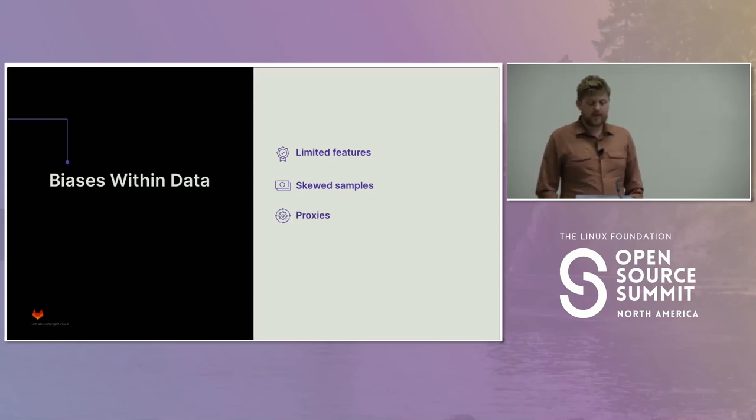Proxies. Even if sensitive attributes such as race or gender are not included in the data used to train machine learning models, other features that are closely related to those attributes can still result in the model performing worse on minority groups compared to the overall population. These features are known as proxies of the sensitive attribute. An example being zip codes can be proxies for income, or educational level can be a proxy for socioeconomic status. The model may use these proxies to make decisions, which can lead to unfair outcomes.